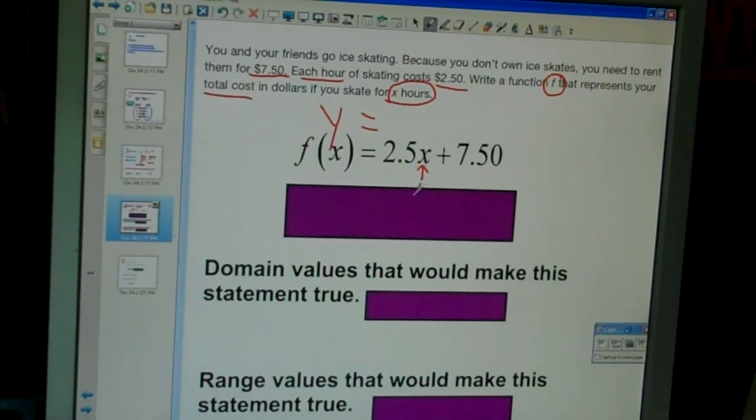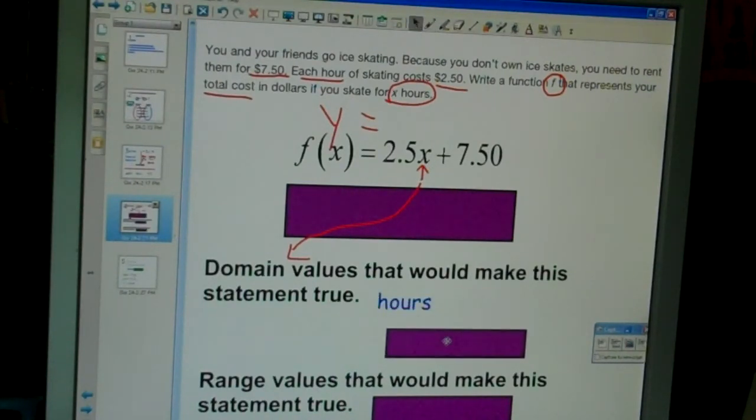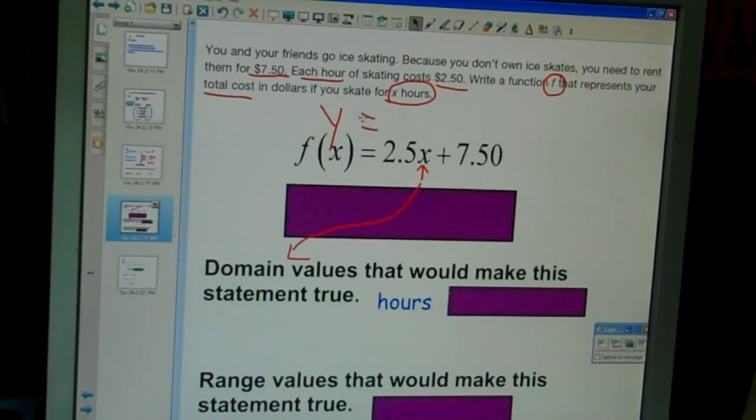Well, x is my domain, okay? What values can I put in for x that would make this true? Well, x stands for my hours. Ask yourself, can you have negative hours? Would that make sense? No. So we're going to do a little set notation here. Can I have 0 hours? Yes, I can. That would be okay. We can have 0 hours.